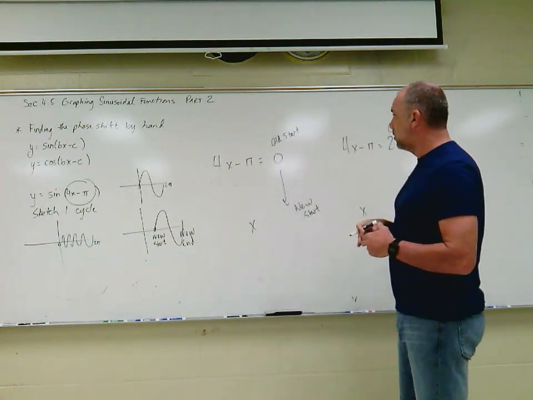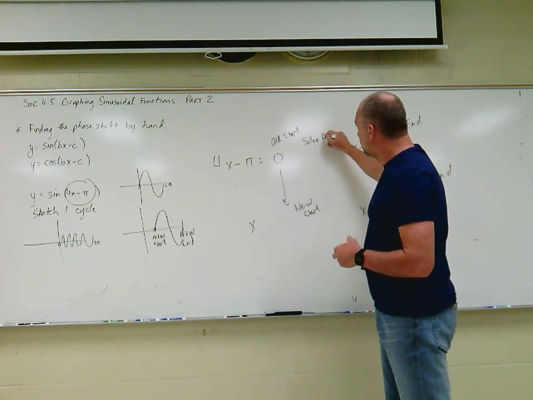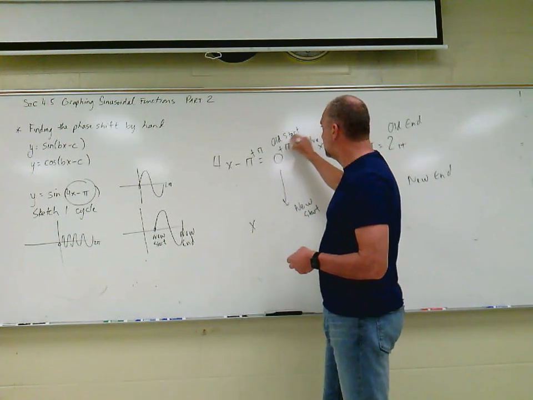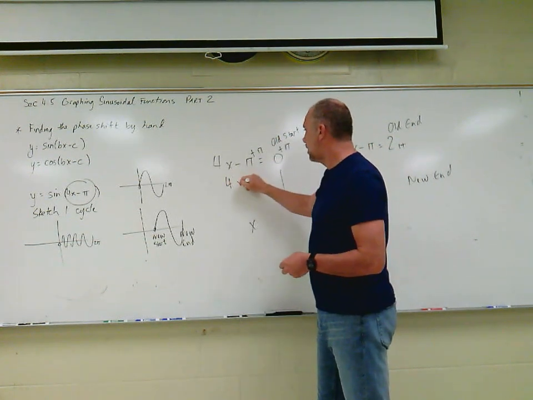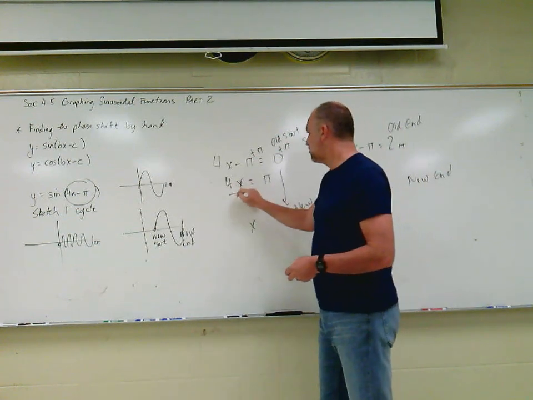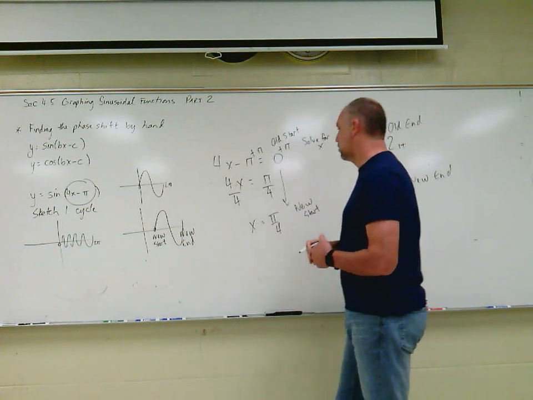How would I solve for each of these? So I'm going to solve for x for both of these, and the math is going to be the same. I'm going to add pi to both sides. All right, I get 4x equals pi. And then what would I do? I would divide by 4. And so I get x is pi over 4.